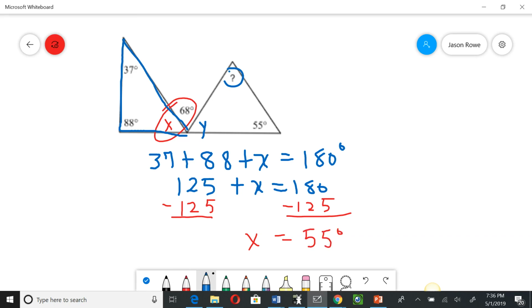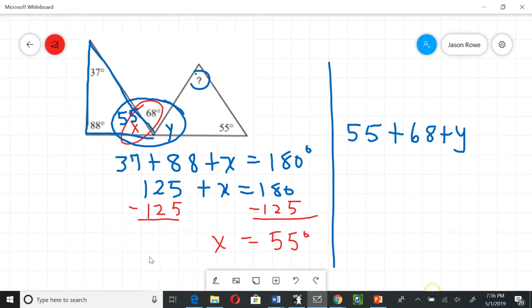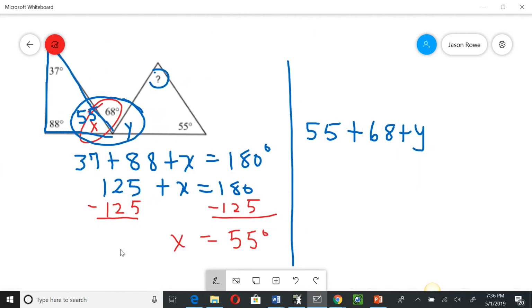Okay, so what's the next step? So this angle is 55. Well, these three together form a linear pair. So we're going to have to make another problem here. So 55 is actually not a linear pair, it'd be a linear triple, plus 68 plus y. Since they all form a straight line, those are going to equal 180 degrees.